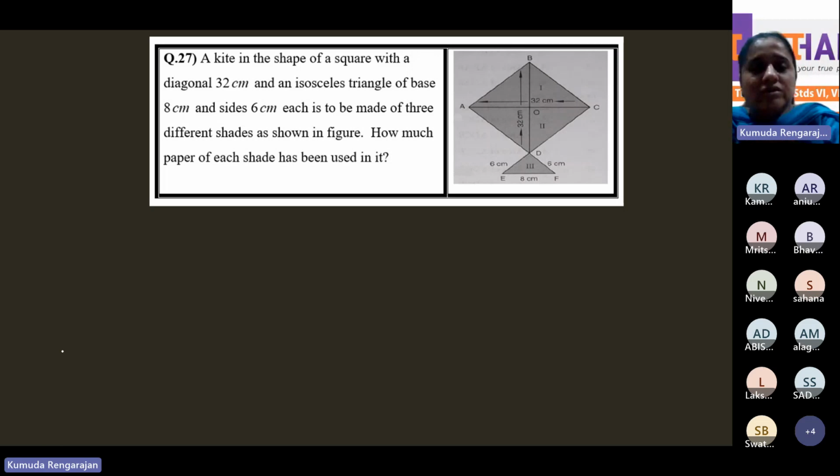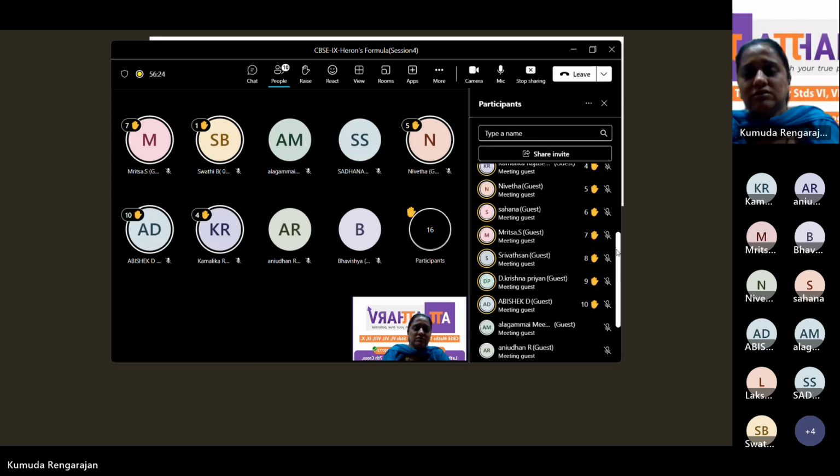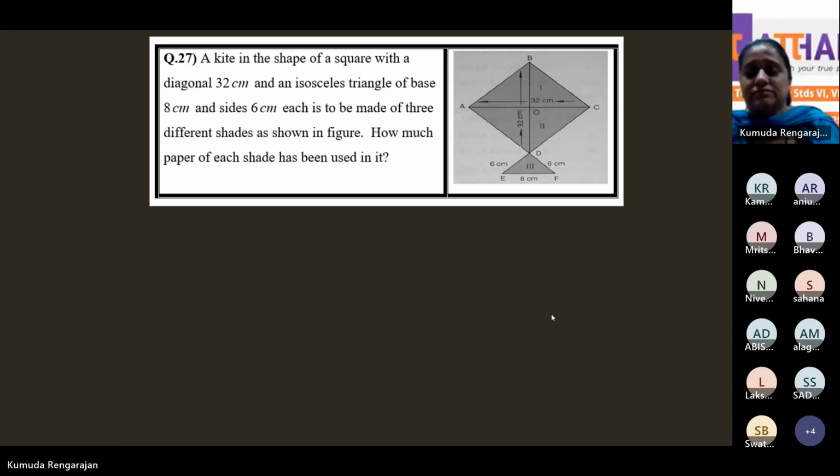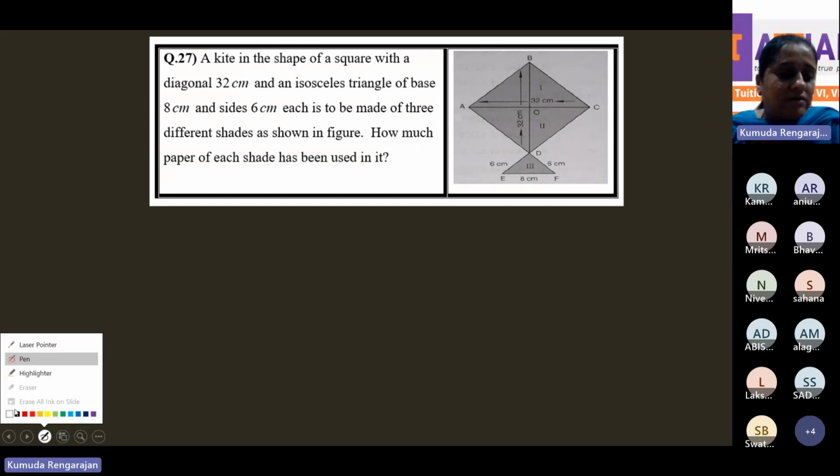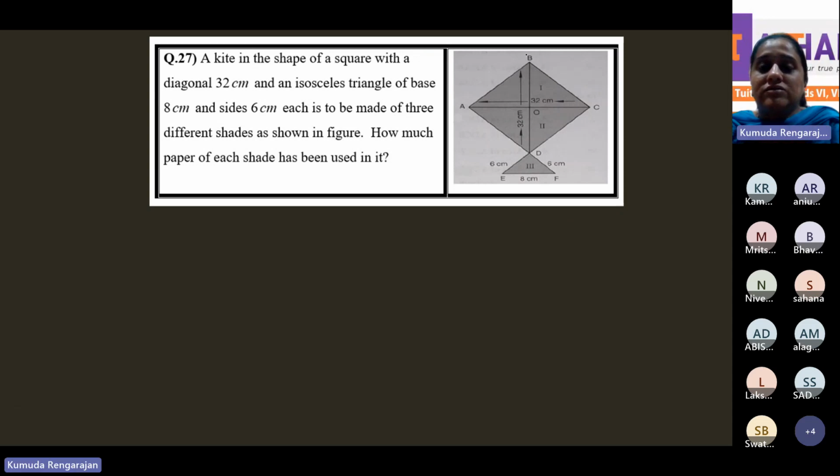Okay, so this is the next question. A kite is in the shape of a square. Are you there, Srivatsan? Yes, ma'am. Okay. A kite is in the shape of a square. Where is the square? This is the square, okay? A kite is in the shape of a square.